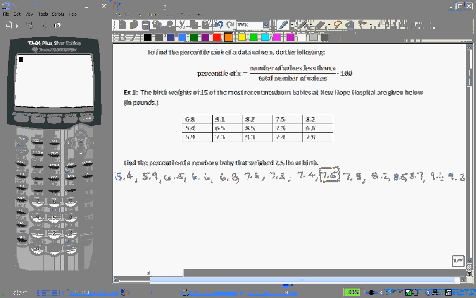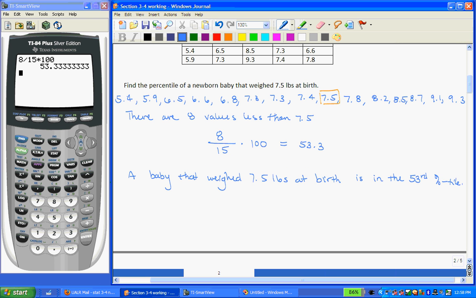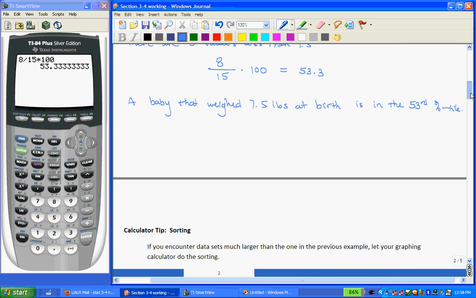So 15 times 10 over 100. And that comes out to 1.5. But as mentioned, if we end up with a decimal, we want to round up to the next largest integer. So we'll round this up to 2, which means in my sorted values, I'm going to look for the second data value. So let's go back to our sorted data. And it looks like the second value is 5.9.